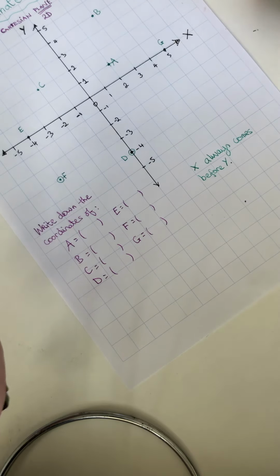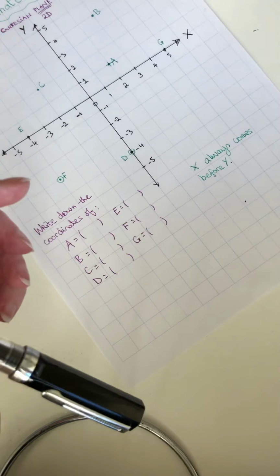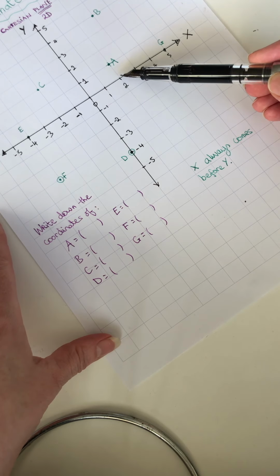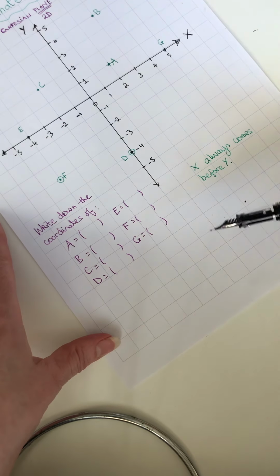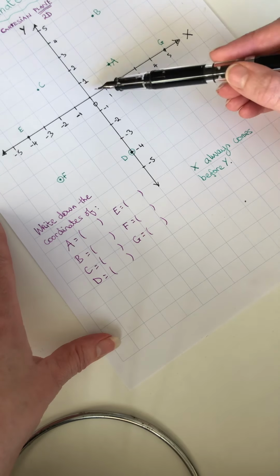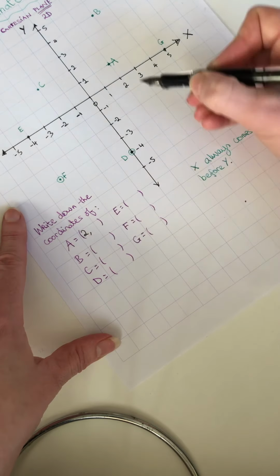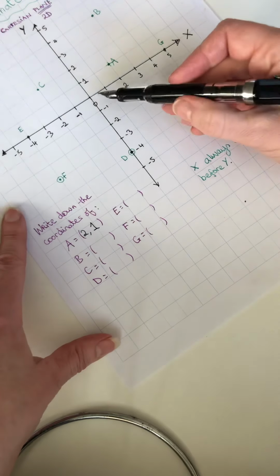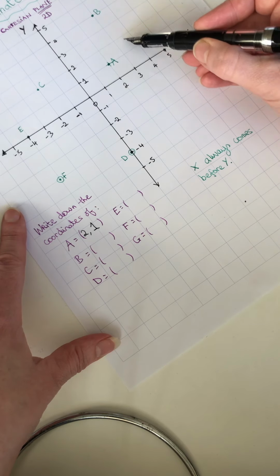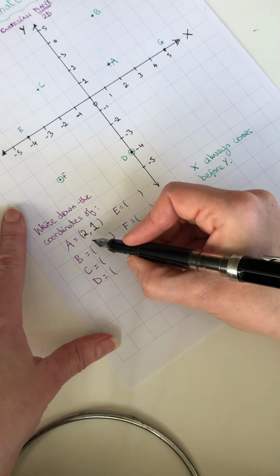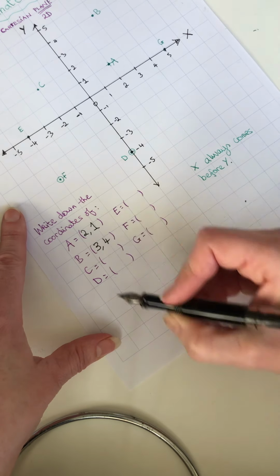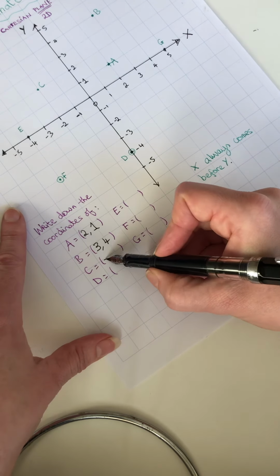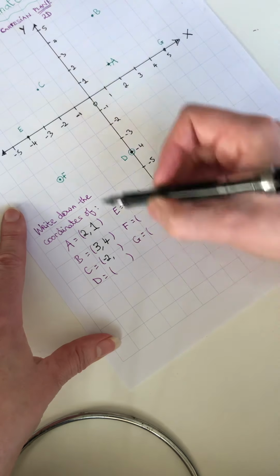So when I want to fill in the coordinates of the point A, I look, how far over did I walk? I walked 2 spaces over and then I jumped 1 space up. So the point A, I walked 2 spaces over and I jumped 1 space up. Point B, I walked 3 spaces over and I jumped 4 spaces up. 3 spaces over, 4 spaces up. C, I walked backwards 2 spaces and then I jumped up 2 spaces.